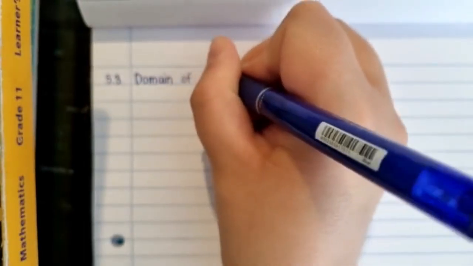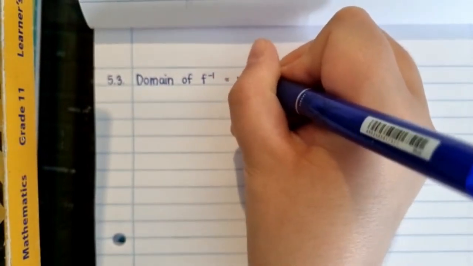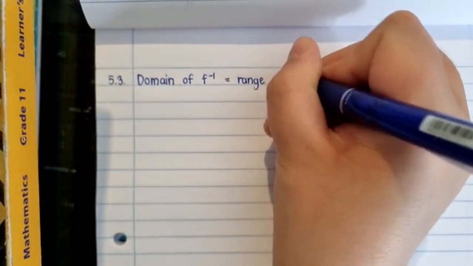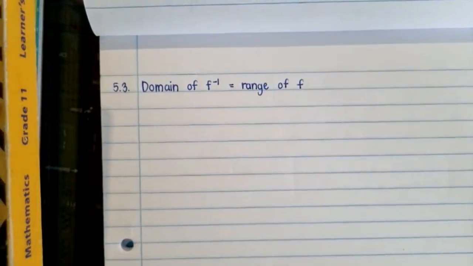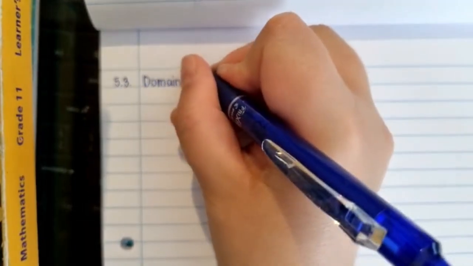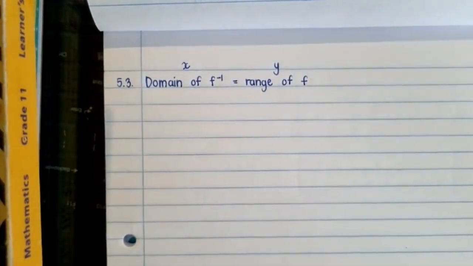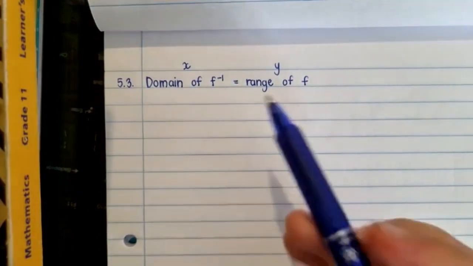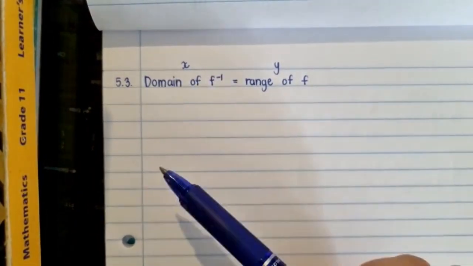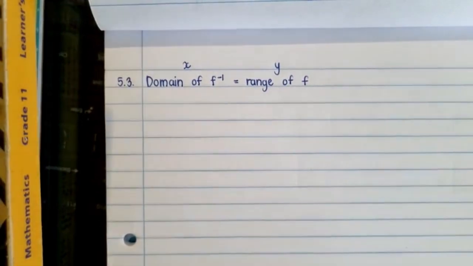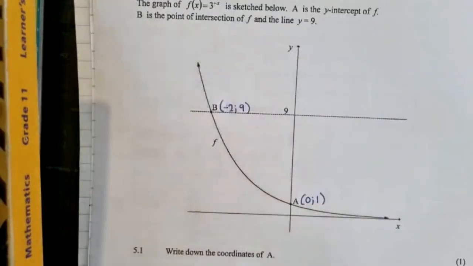5.3, domain of inverse is the same as the range of the original. But remember that when I'm answering the domain, I need to write x, and when I would normally answer the range, I would write y. So the domain is just all the x values that can be covered by the graph. But in this case, they didn't give us the graph of the inverse, so we have to use the graph of the original.